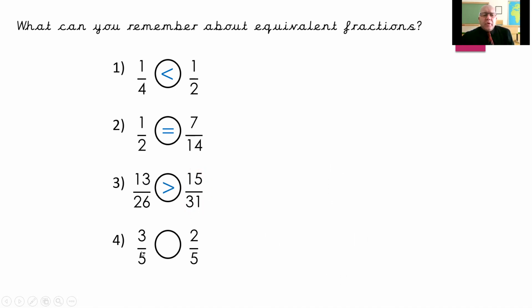And finally, we've got 3/5 and we've got 2/5. So in both cases, we've split our whole one into 5 equal pieces, but this time we've got 3 of them, and on this side we've got 2 of them. Hopefully, quite clearly, this side is bigger. So 3/5 is greater than 2/5.